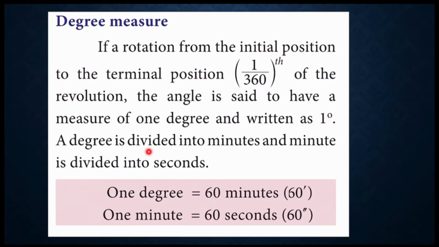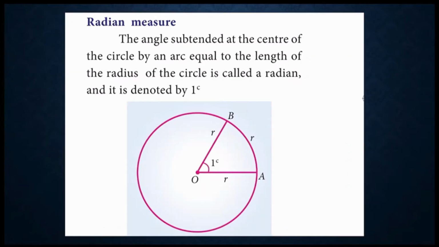A degree is divided into minutes and a minute is divided into seconds. So, 1 degree is equal to 60 minutes, written 60 dash. 1 minute is equal to 60 seconds, written 60 double dash. This is only the symbol for minutes and seconds. We used to call it as 60 minutes and this as 60 seconds. But now, mostly we use radian measures in trigonometry.